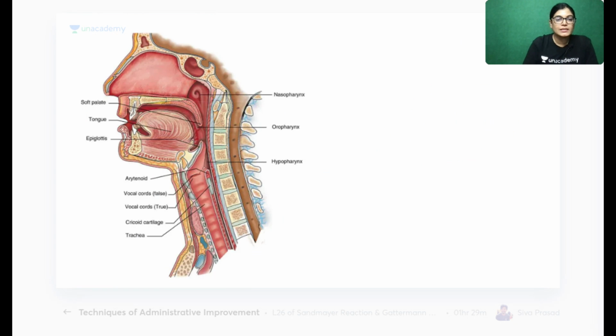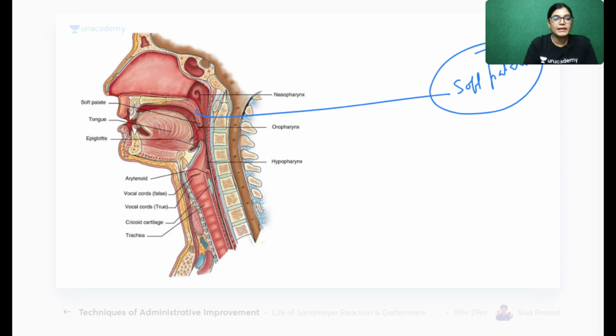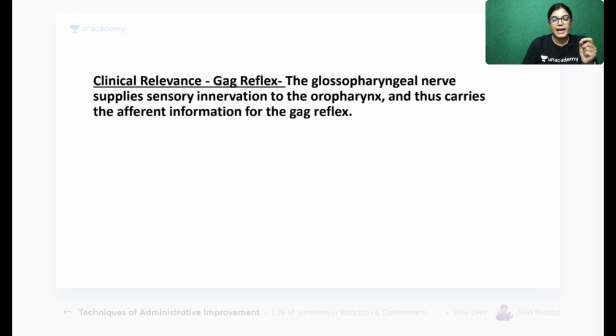So here you can see this is the part of the soft palate, and this is a diagram showing a sagittal section of the head and neck. This is the part of the soft palate, as you can see here, and it is just connected to the posterior aspect of the hard palate, and it is just protruding down. And this is touched for the gag reflex.